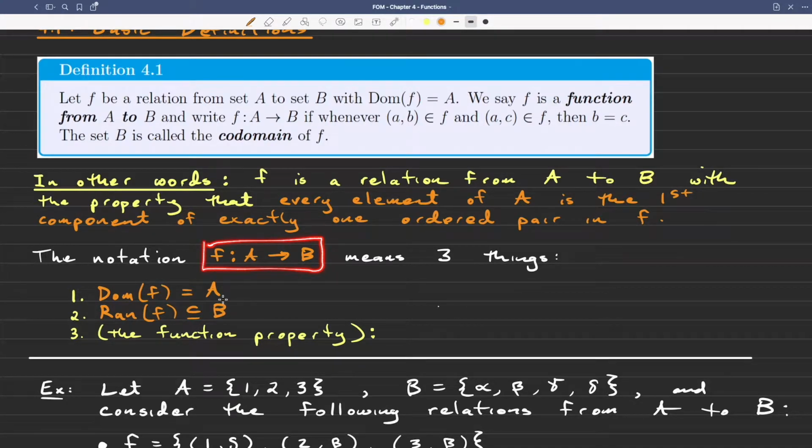And the third property, which I'm going to call the function property, is that if you have two ordered pairs with the same first component in F, so a comma b and a comma c, if those are in F, that implies that b must be equal to c. In other words, there weren't really two ordered pairs with the same first component. If that same first component appeared twice, the second components must actually be the same, so you were really only talking about one ordered pair there.